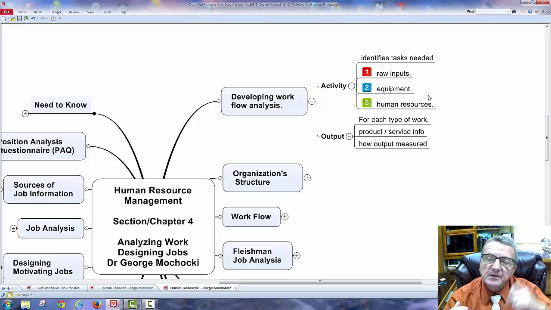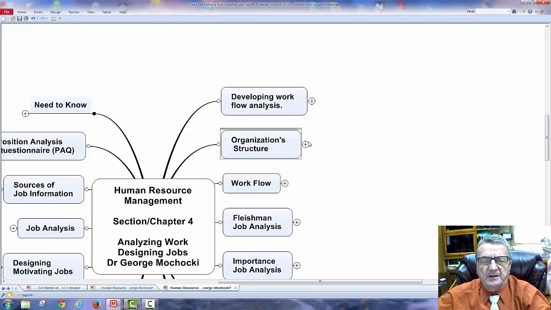Now, for the output for every type of work, again, I'm looking at the product or service information and how to measure the output. So I have some individuals that will be doing this on a day-to-day basis. Others may be doing it as a supplemental or cross-training. Do I measure the same output for one that does it every day or one that does it once a month? Those are some questions HR has to answer.